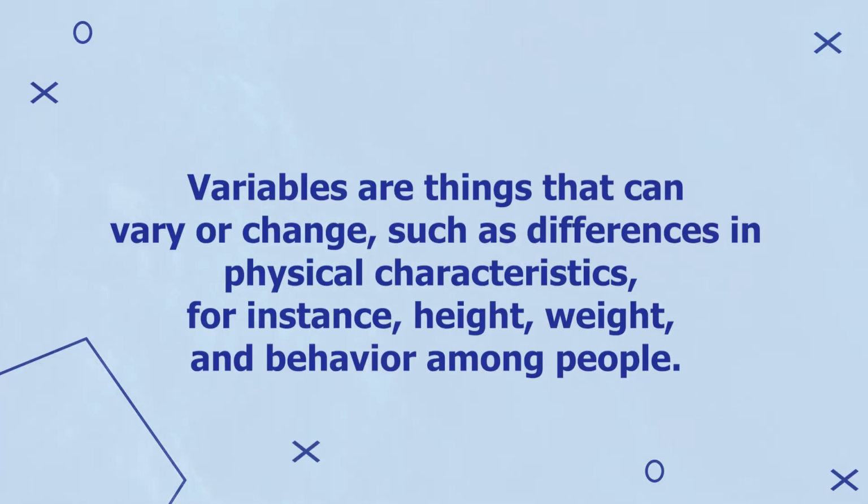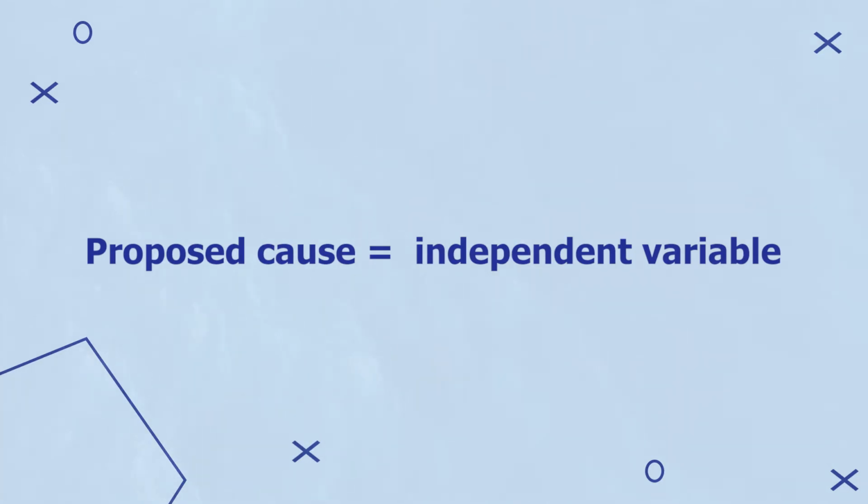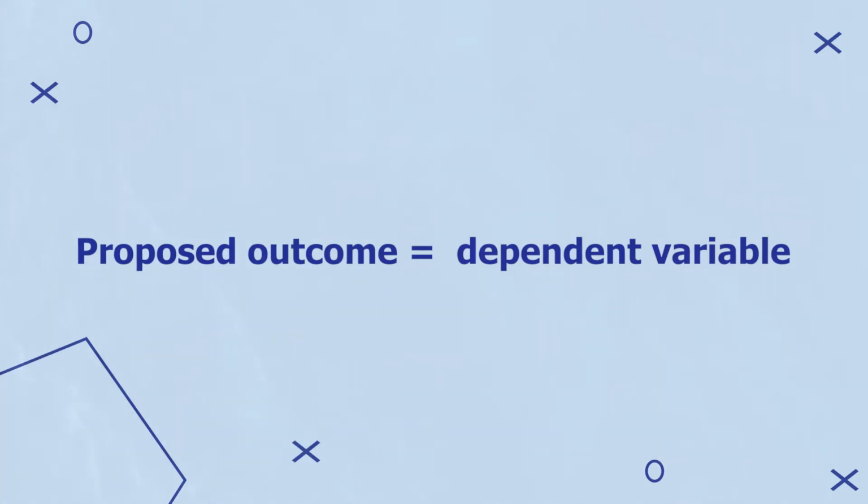Variables are things that can vary or change, such as differences in physical characteristics, for instance, height, weight, and behavior among people. Most hypotheses can therefore be expressed in terms of the proposed cause and the proposed outcome as the main variables. The proposed cause is known as the independent variable, while the proposed outcome is known as the dependent variable. The independent variable is a variable that is the cause of some effect, while the dependent variable is the variable that is affected by changes in the independent variable.